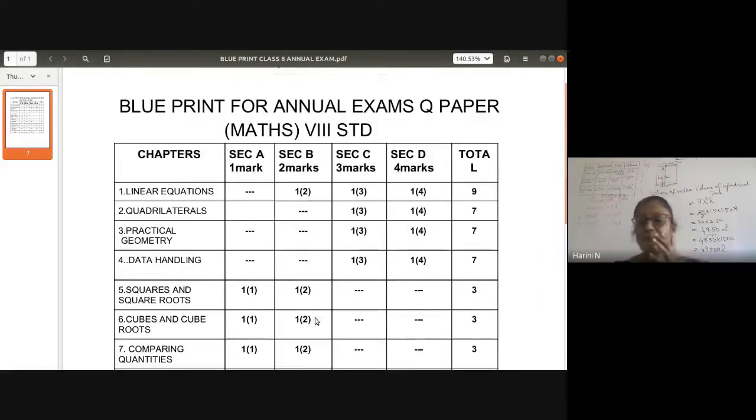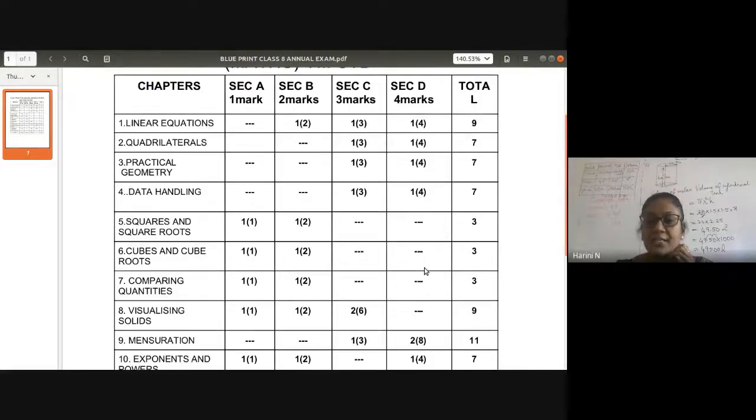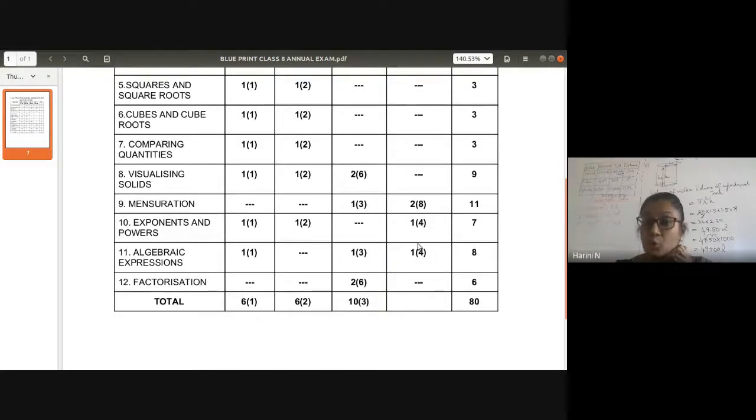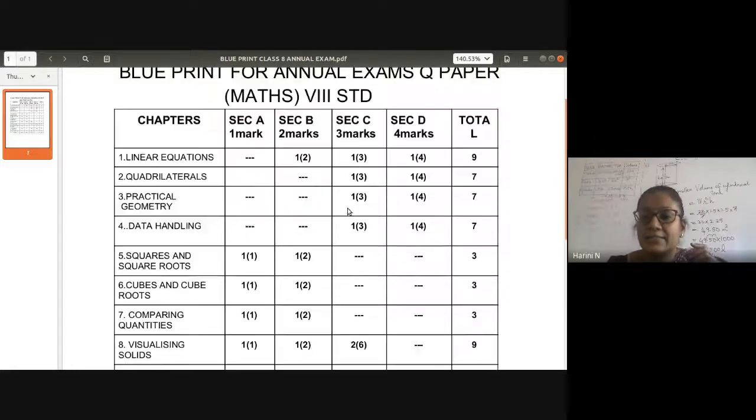Okay. Then coming to the section D, each question carries 4 marks. So you have linear equations, quadrilaterals, practical geometry, data handling, 2 questions in mensuration, 1 in exponents and powers, and 1 in expressions. All right. So I hope it is clear. So that's how weightage for each chapter is also given.